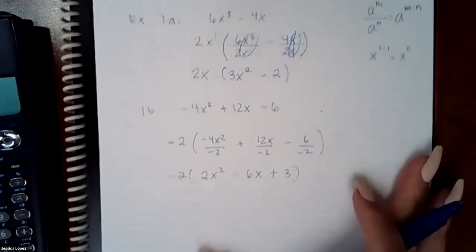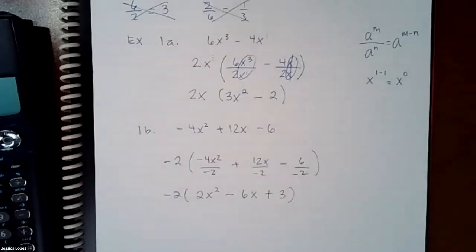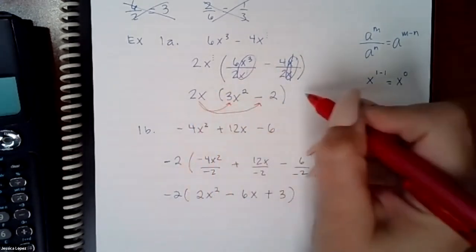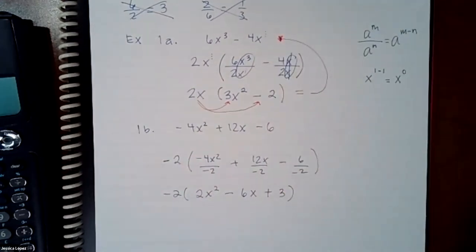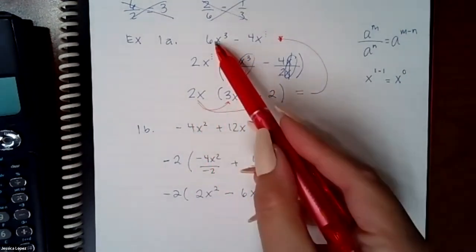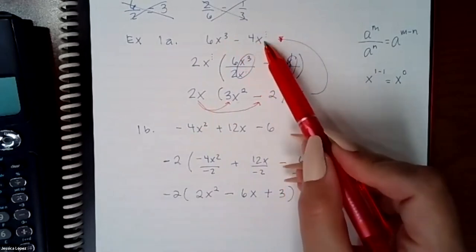And you can check your answers. That's what's cool about factoring, is that up here, grab another color. Up here, if I distribute this, the question is, does this equal the original, right? And it does. 2x times 3x squared is 6x cubed. 2x times -2 is -4x.